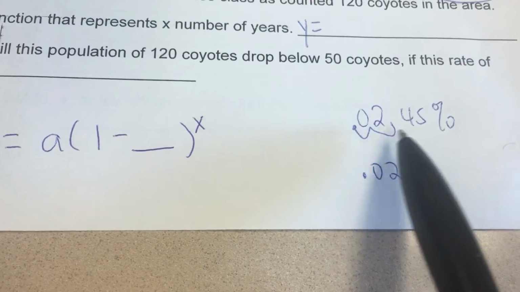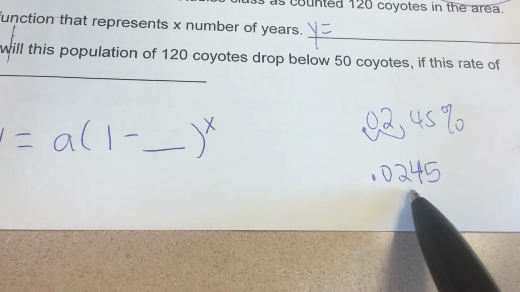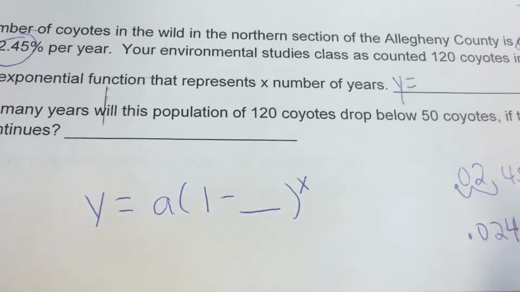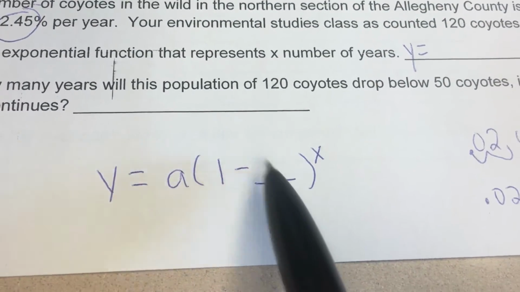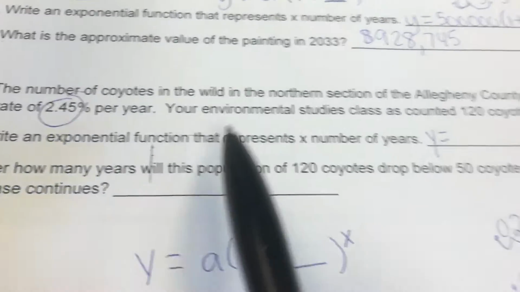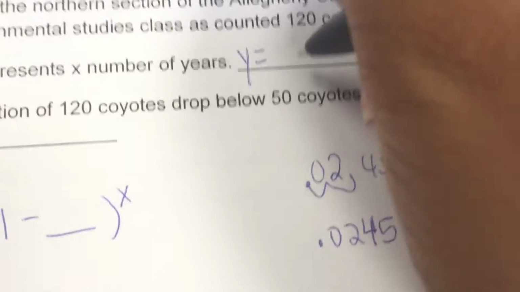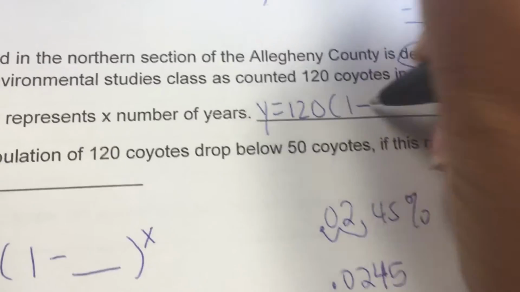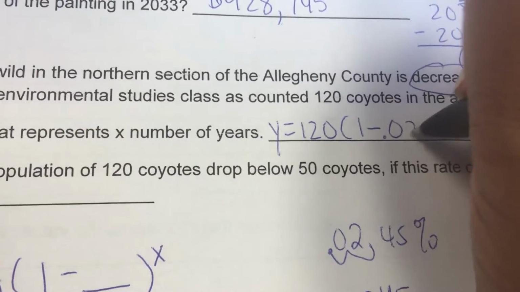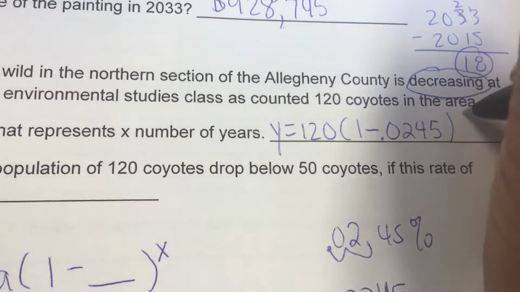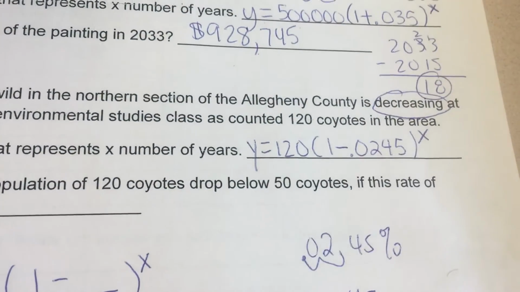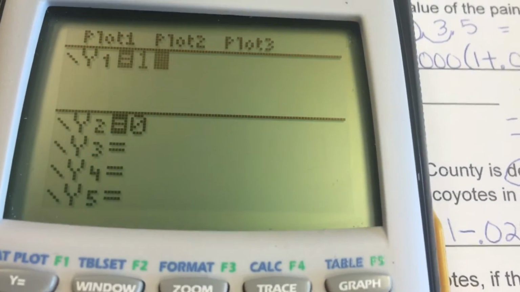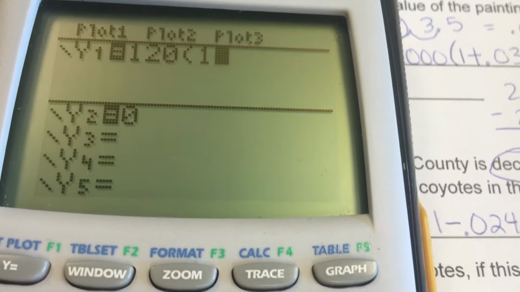So 2.45% becomes 0.0245 as a decimal. That's going to go here. What goes here is the starting number of coyotes, which was 120. So our equation is 120 times (1 minus 0.0245) to the x. Now what we're going to do is go to our y equals, just like we did with the last problem, and put this into your calculator.